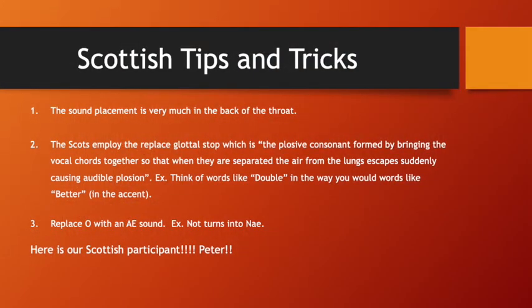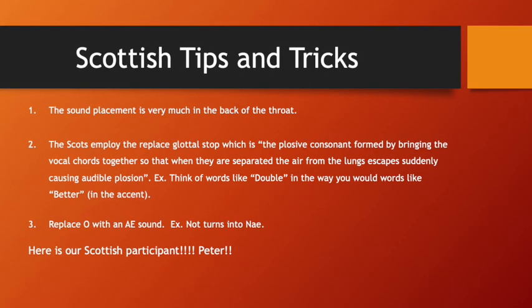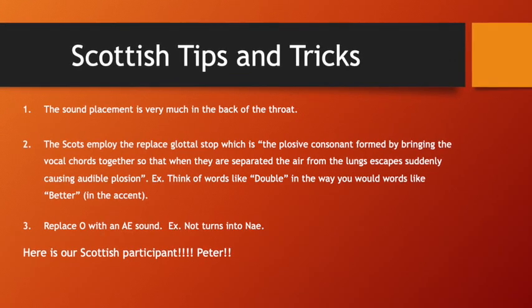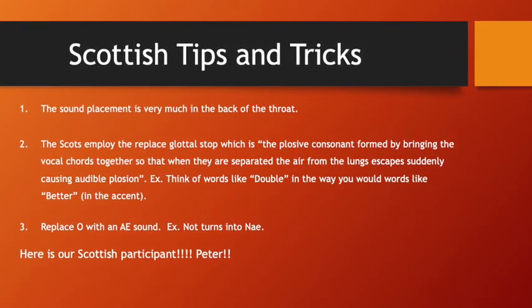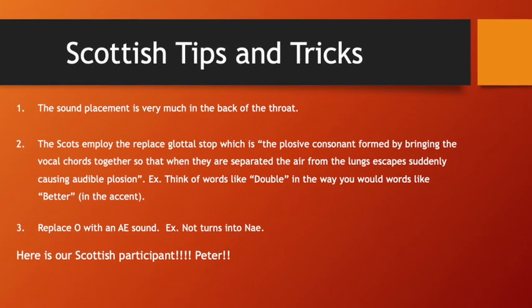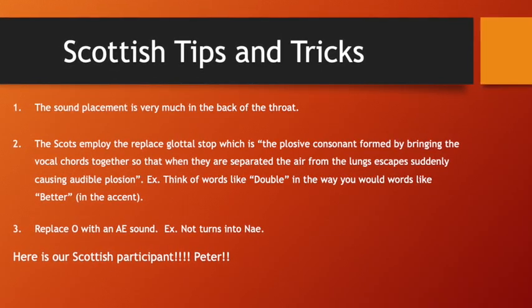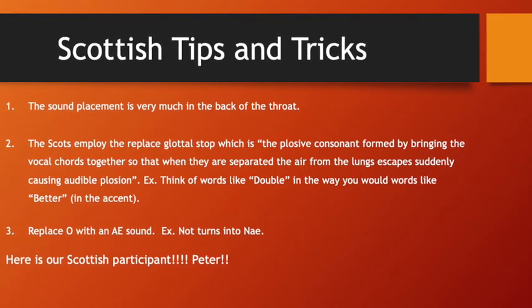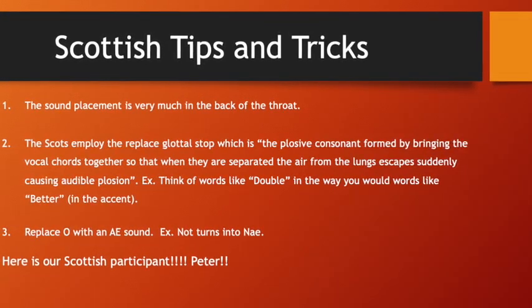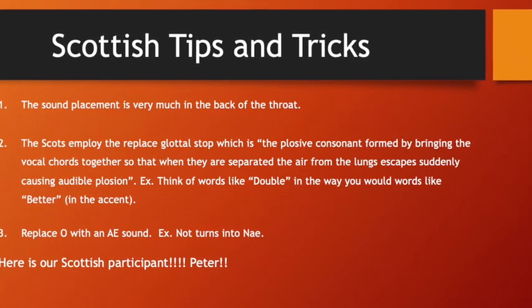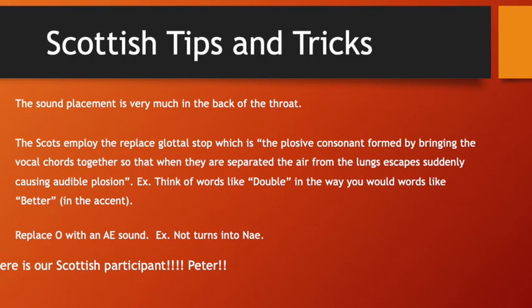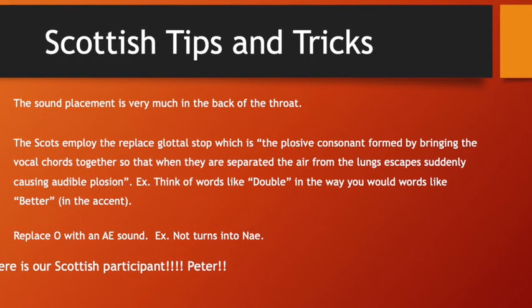Scots tips and tricks. The sound placement is very much in the back of the throat. The Scots employ the glottal stop, which means the plosive consonant formed by bringing the vocal cords together so that when they are separated, the air from the lungs escapes suddenly, causing audible plosion. Think of words like better becoming be'er. Replace the O sound with an A sound, like the word not becoming nae. Here is our Scottish participant, Peter.